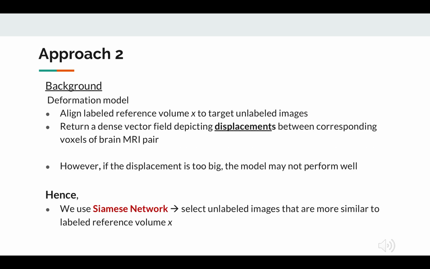The Brainstorm model captures the distribution of the anatomical appearance differences between images. The labeled reference volume X is aligned to a target unlabeled image by using the deformation model. The Brainstorm model returns a dense displacement vector field depicting the displacements between voxels of the brain MRI image pair. However, if the displacements are too big, the Brainstorm model may not perform well. Hence, we use a Siamese network to select the unlabeled images that are relatively more similar to the labeled reference volume X.